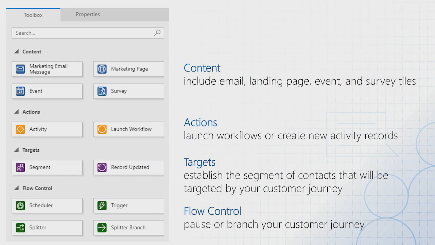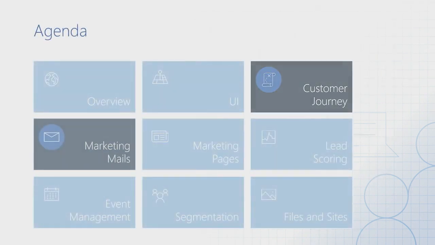We can also react on changes to records in the journeys. And last but not least, the flow controls that allow us to send the contacts down different branches depending on criteria, or just if we want to split, so 50-50 goes one way and another way.